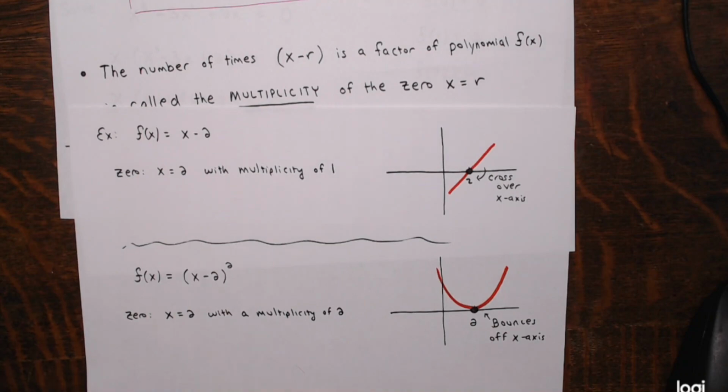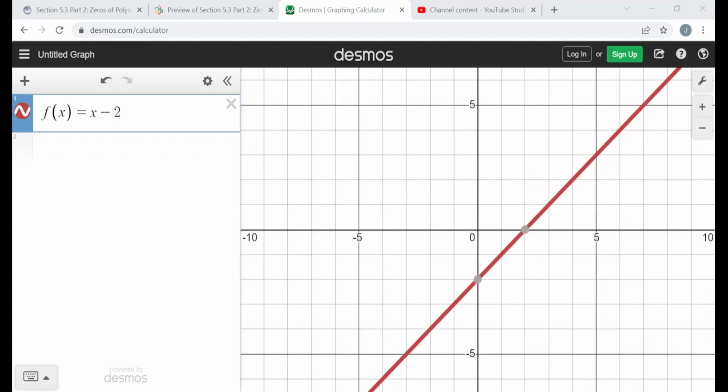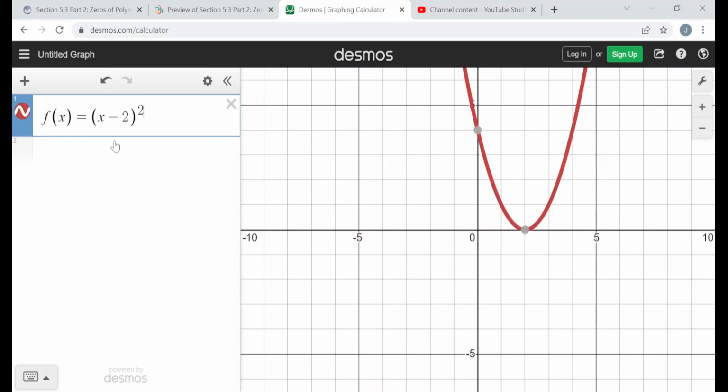All right, now I'll show you a better picture on Desmos. So again, just taking x minus 2 here and adding another factor of x minus 2, making it x minus 2 to the second power. And you see that? 2, 0 is still there. It's still a 0 at x equals 2, but the graph comes down, touches, and then bounces off when the multiplicity is 2.